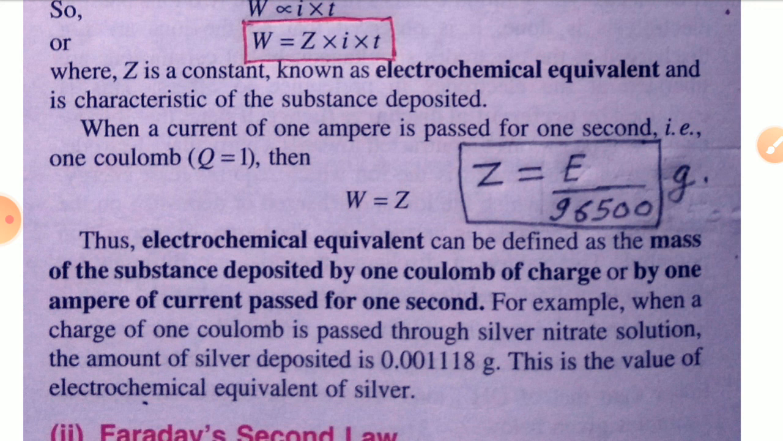To find the electrochemical equivalent, we may take the equivalent weight of the particular substance and divide it by 96,500. In such a situation, we get the value of the electrochemical equivalent. So Z is equal to E upon 96,500. Here E is the equivalent mass of the deposited substance. Here 96,500 is the charge on 1 mole of electrons.